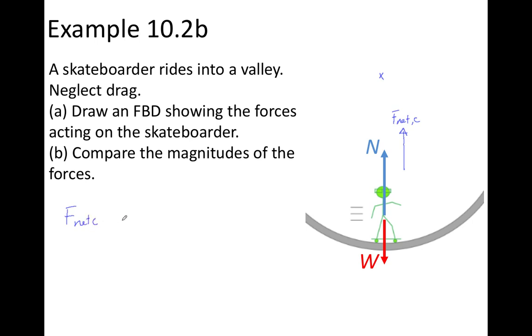If we add up the forces to calculate the net centripetal force, we have to end up with a positive value. In order for us to end up with a positive value, the larger force has to be the normal force. Again, there has to be a greater total force acting centripetally than the total force that is acting centrifugally outwards away from the center of the circle.